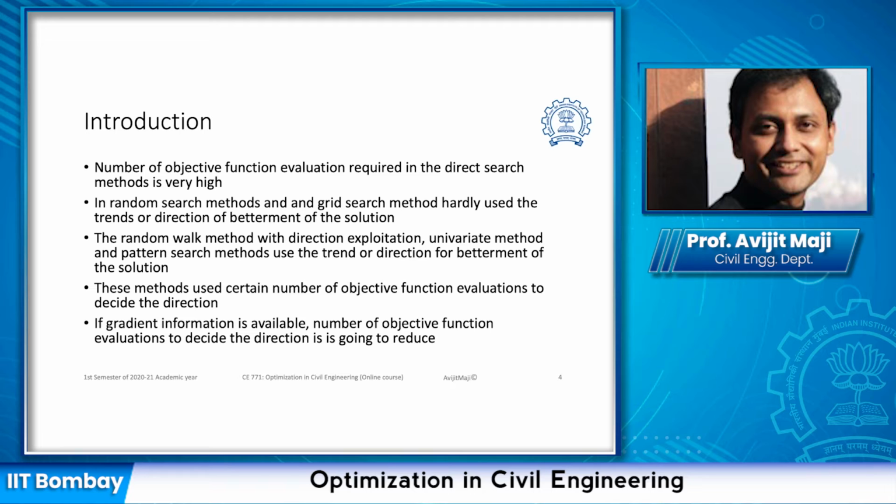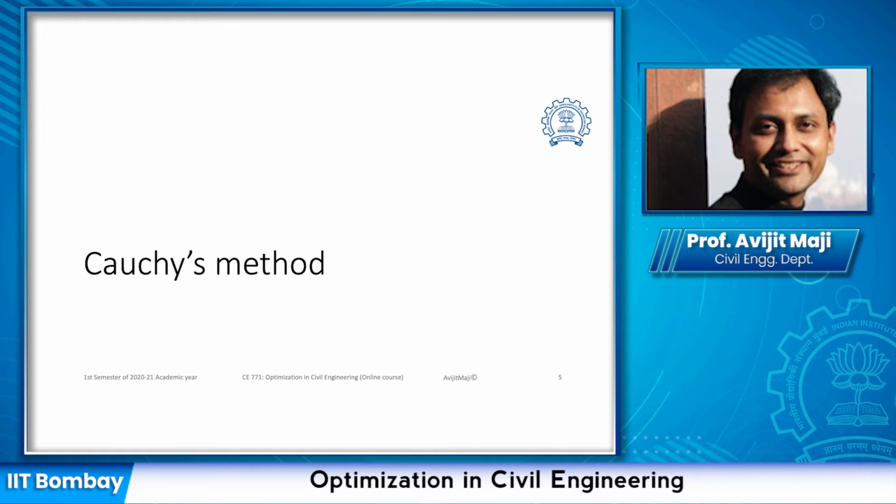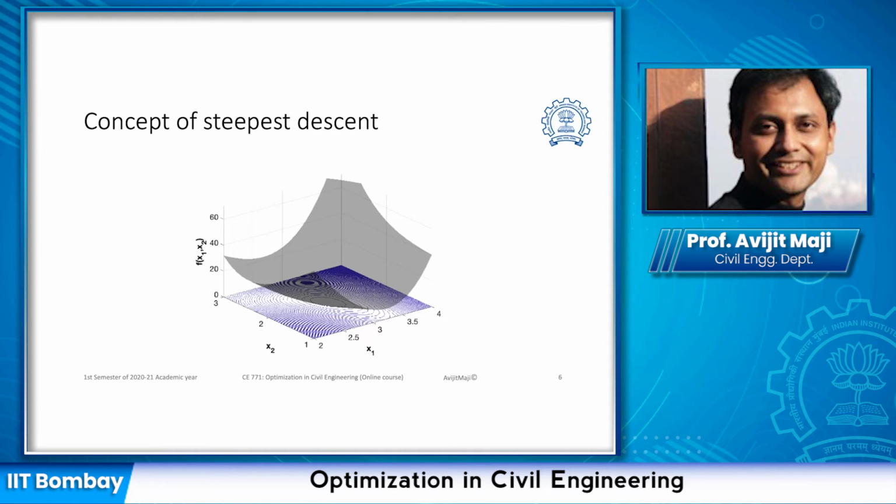So within the gradient based methods, we said that we are going to discuss three methods. Let's start with the first method, which is Cauchy's method. It uses the steepest descent direction. So if you are looking at the objective function value, it is going to give us the gradient on the surface at the point where we are evaluating.